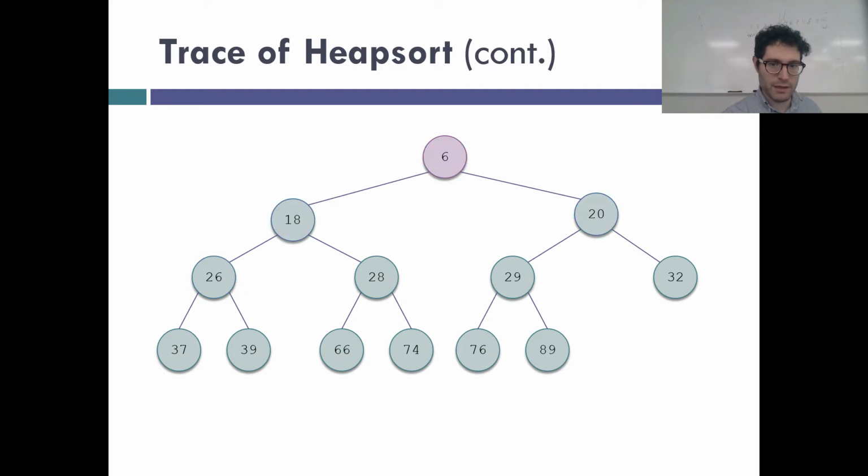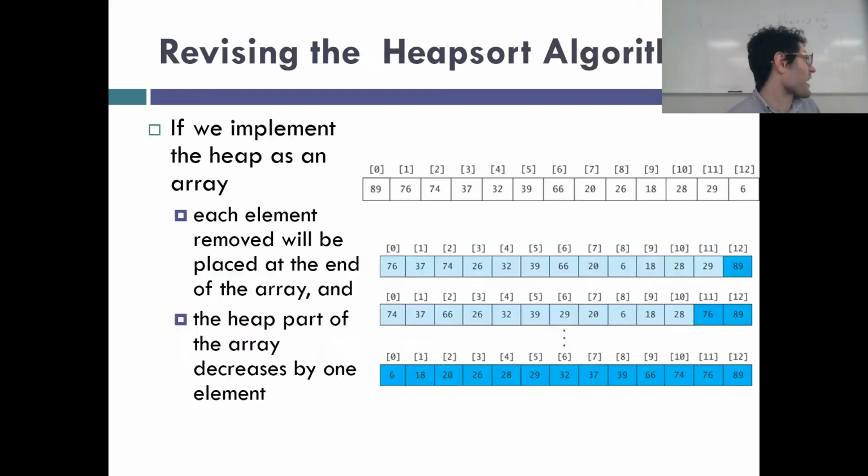Because remember, the underlying thing is an array, right? What's going on if this is the array, right? Then what we've done is that we removed 89, replaced it with 6, and then reheapified, right? And we've taken the biggest item and moved it to the end. Then we're taking the second biggest item and moving it 1 away from the end. Then the next biggest item and moving it 2 away from the end, and so on and so forth, until the array is completely sorted.